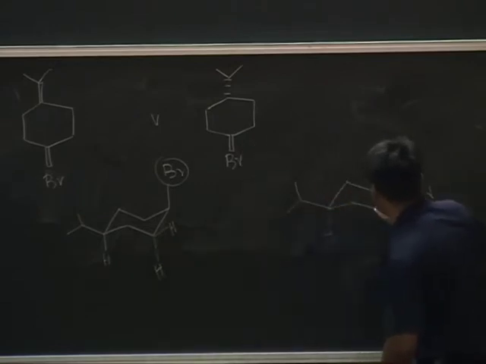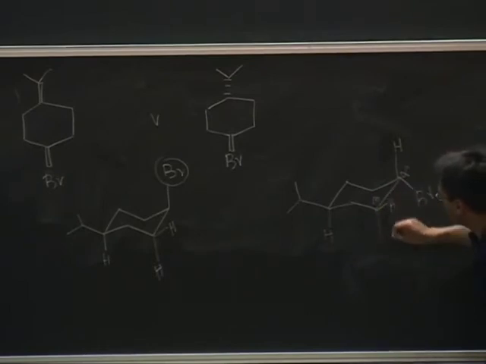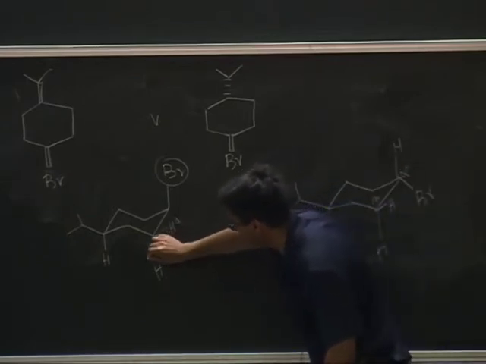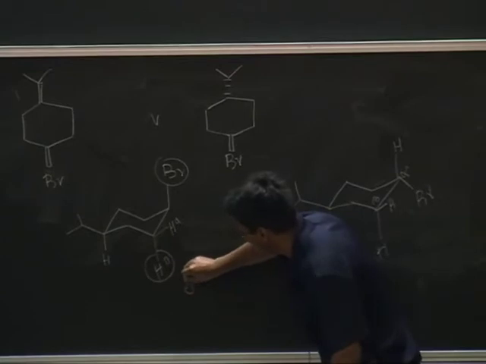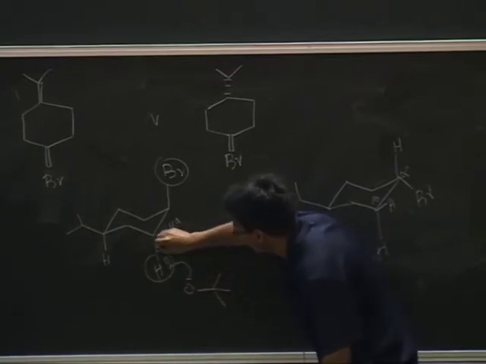And I draw the protons over here. Now, protons on the beta carbon, that is the next carbon. In which of these two cases do you have a Br anti-periplanar to the proton on the next carbon? The first one. Which one? A or B? B. So the t-BuOK will pick up this proton.